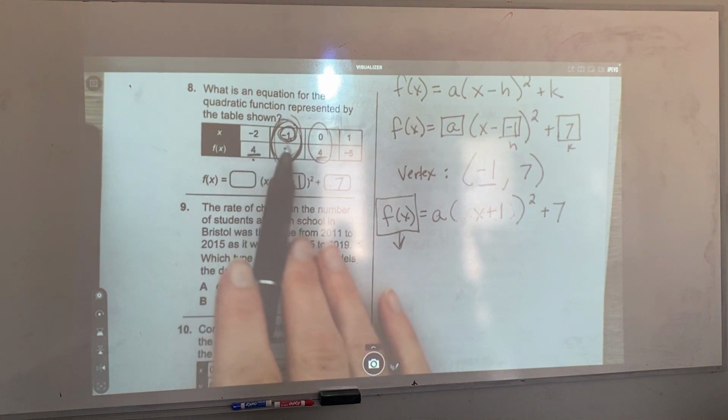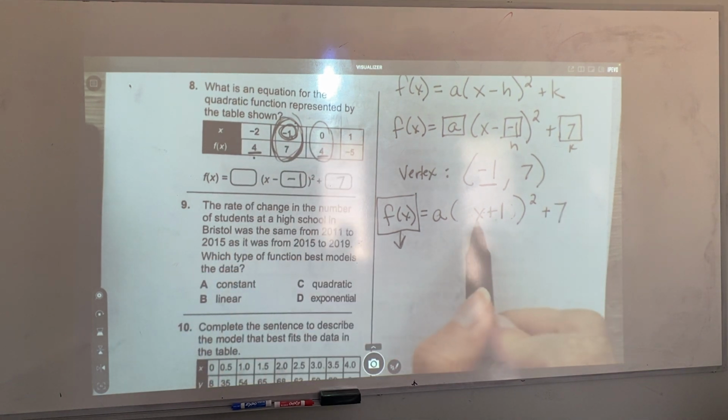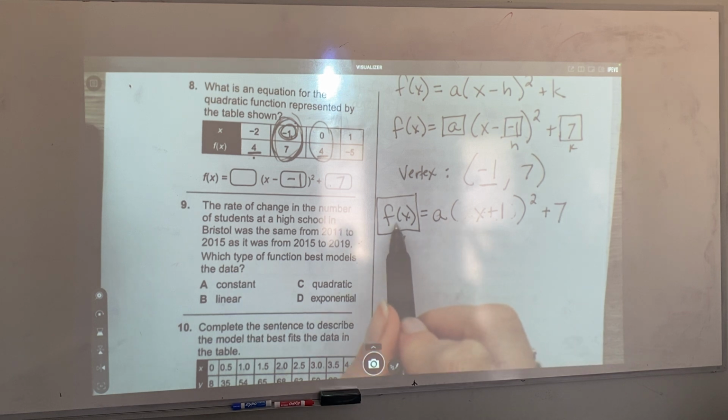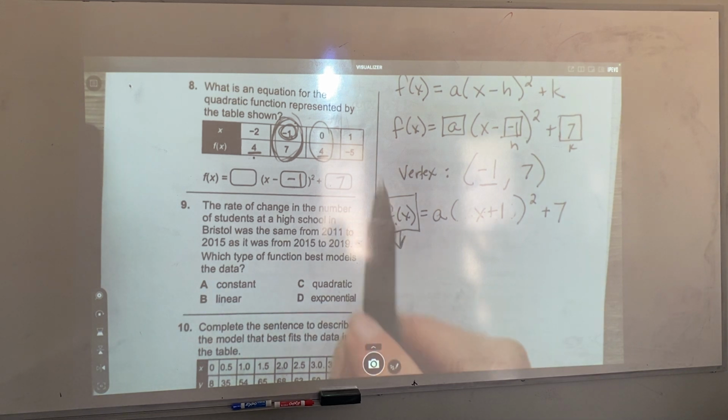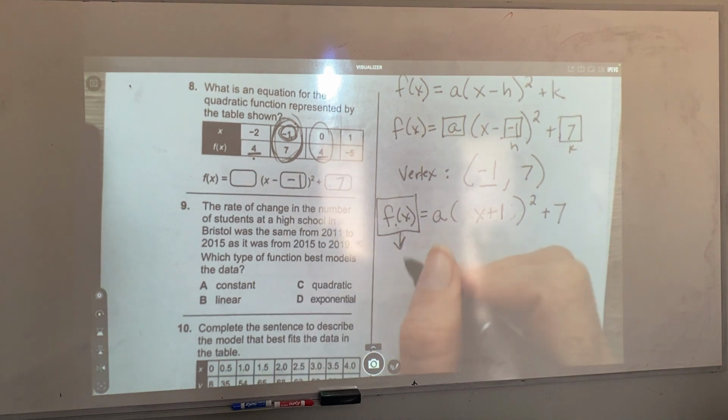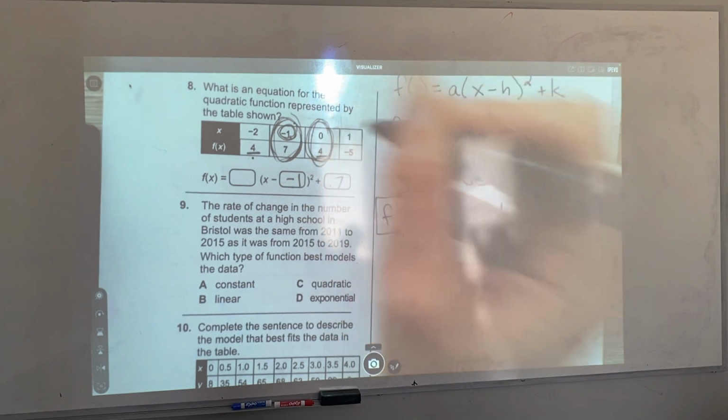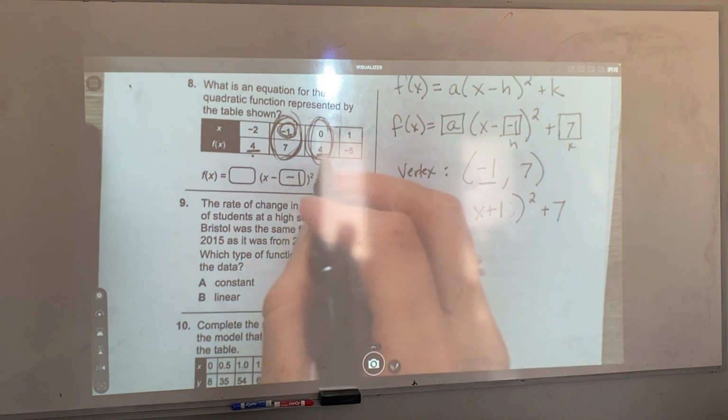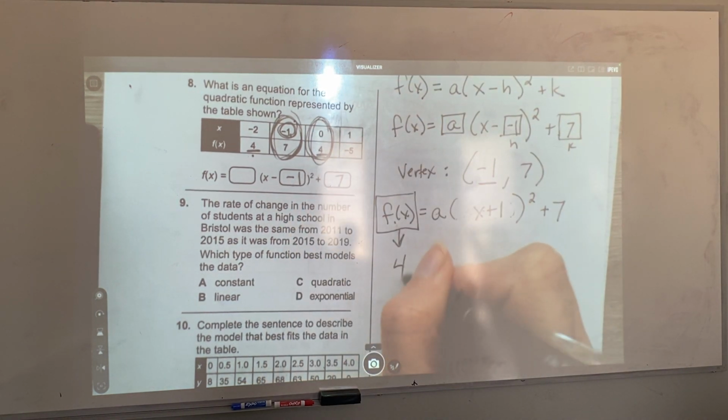You can use any of these pairs because this x and this output, f of x, that's supposed to be any point on the graph. So grab any point on the graph and plug it in. Anything? So I'm going to use this pair just because I like that there are no negatives. So my output, my f of x, is 4.